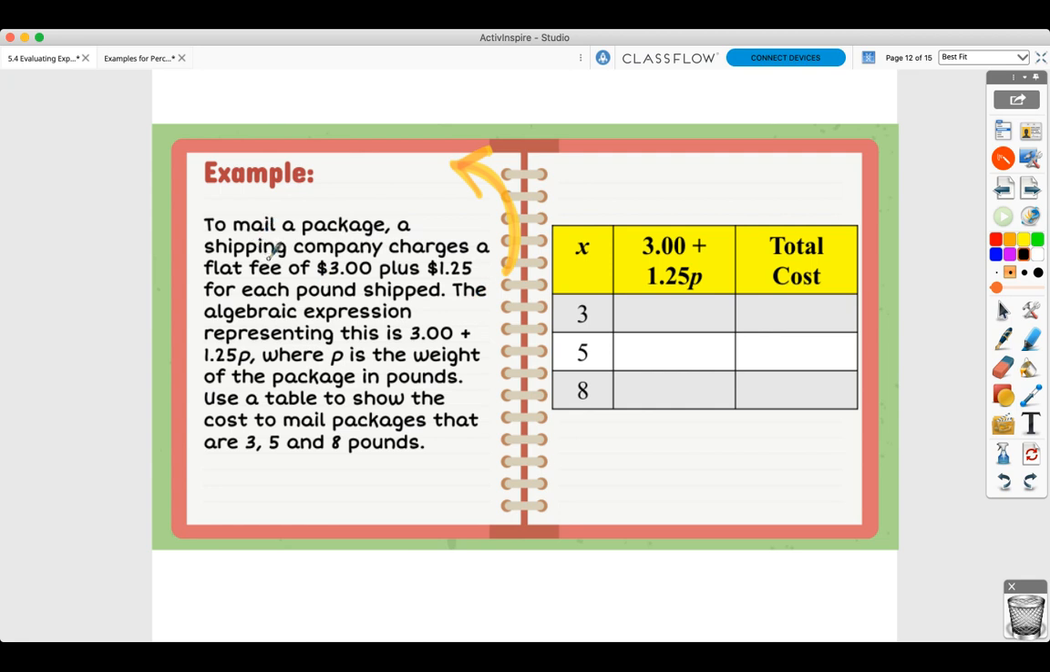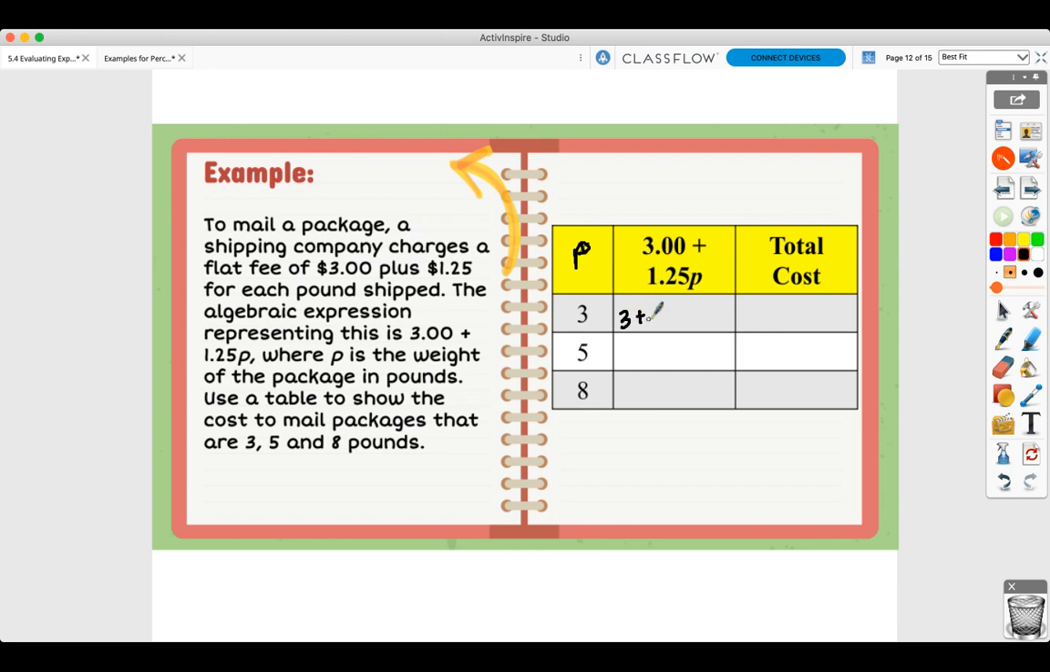Let's try, how about you pause this one and try this one on your own to see if you get it. To mail a package, a shipping company charges a flat fee of $3 plus $1.25 for each pound shipped. The algebraic expression representing this is 3 plus 1.25p, where p is the weight of the package in pounds. Use a table to show the cost of mailing packages that are 3, 5, and 8 pounds. So not x, but p. Now same thing, you're going to be substituting p equals 3, p equals 5, and p equals 8 separately.